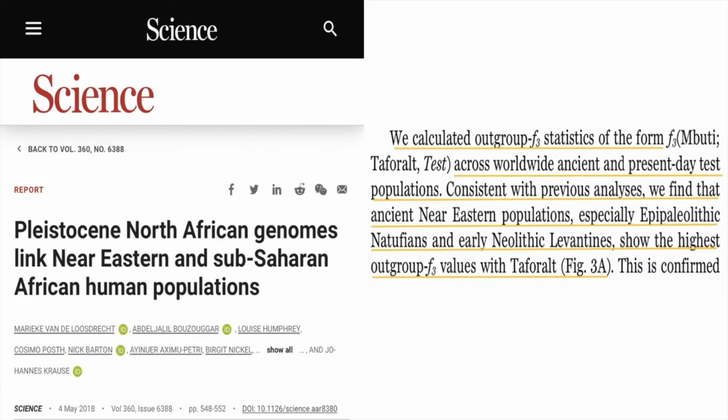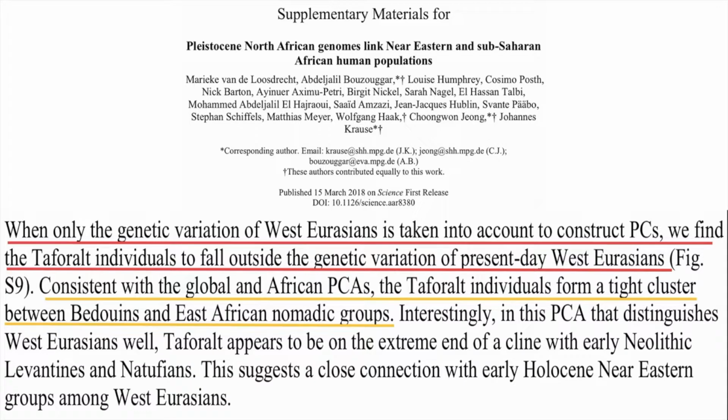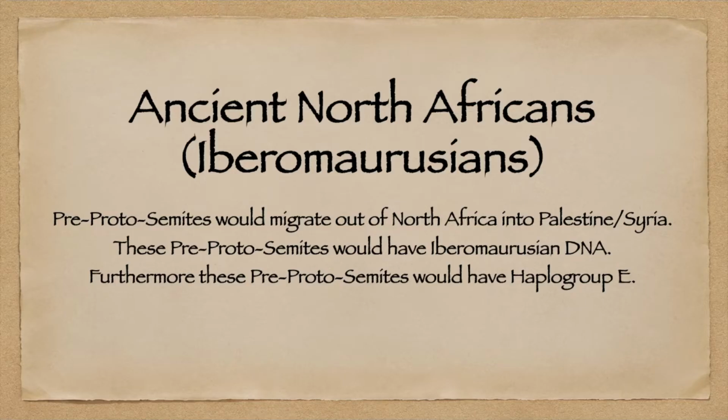And so this is from the supplementary materials of the same paper. It says when only the genetic variation of West Eurasians is taken into account to construct PCs, we find the Taforalt individuals to fall outside the genetic variation of present-day West Eurasians. Consistent with the global and African PCAs, the Taforalt individuals form a cluster between Bedouins, who we talked about earlier, have this connection with Basal Eurasians and being indigenous people, and East African nomadic groups. Fairly interesting.